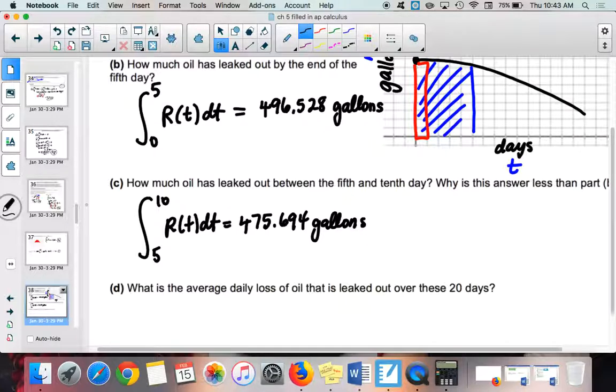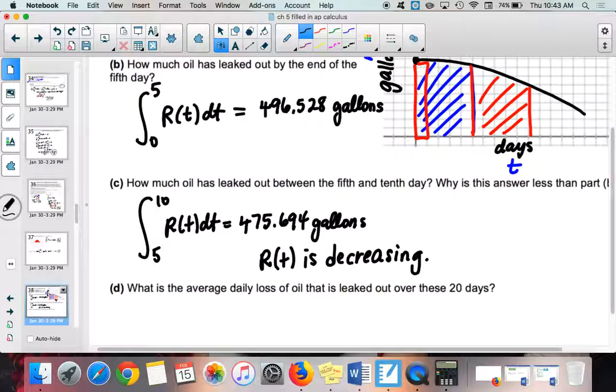So it says, why is this answer less than part B? Why do you think it's smaller here? 5, 6, 7, 8, 9. Why is this smaller? The curve is closer to the x-axis. That's a great way of saying it. So R of t is closer to the x-axis, or you could say R of t is decreasing, right? Doesn't that mean it's getting closer to the x-axis?